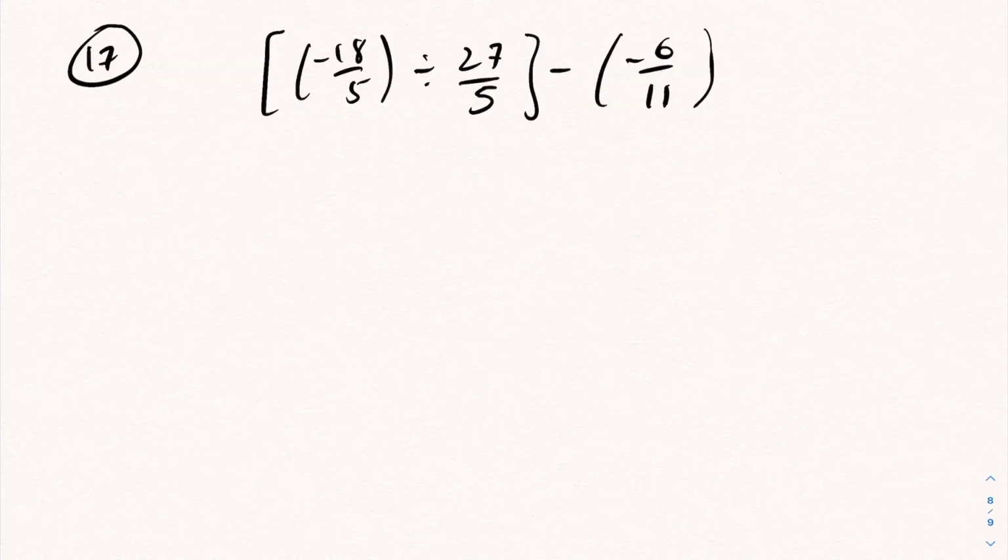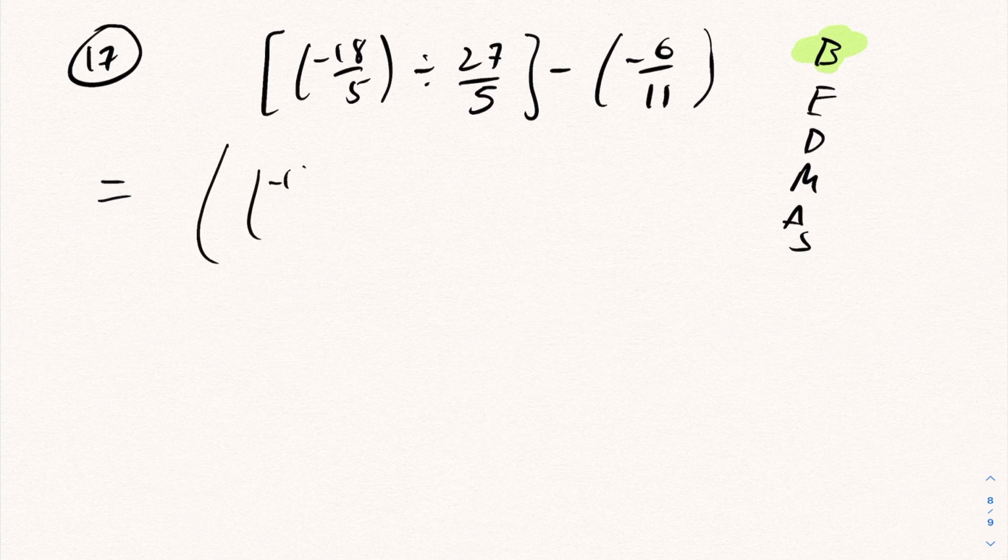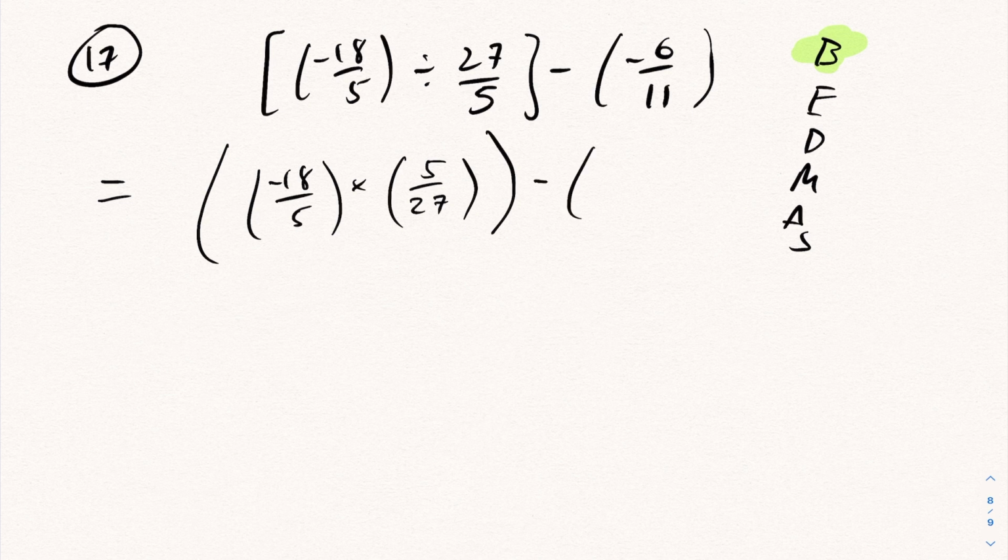Okay, let's take a look at number 17 here. So again, for your BEDMAS here, what do we have? If you're looking at BEDMAS, B stands for brackets. We've got to take care of the brackets first. So if I'm going to take care of the brackets for this question, I'm going to have to evaluate this expression in the brackets. This is division. So what do we do? Well, we change division to multiplication. So this becomes negative 18 over 5 times, flip it, and just rewrite what you don't touch back down.